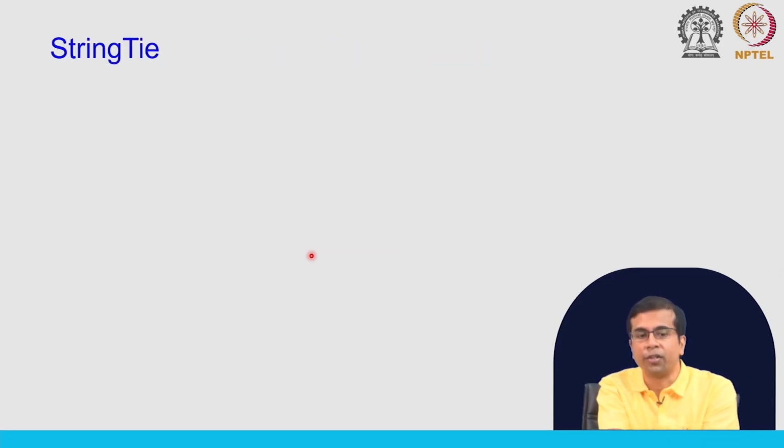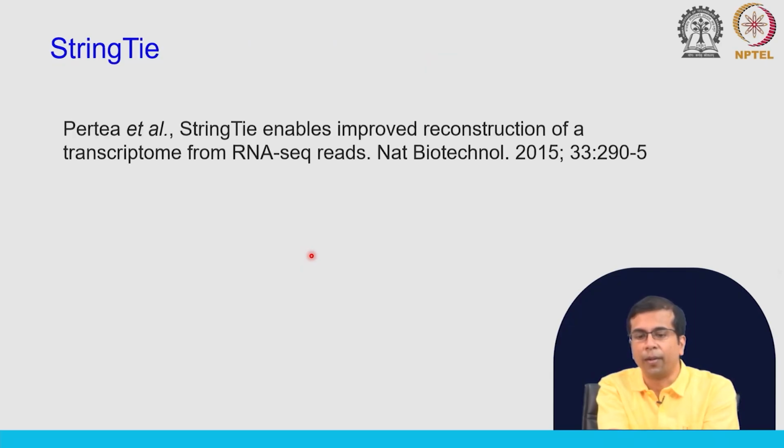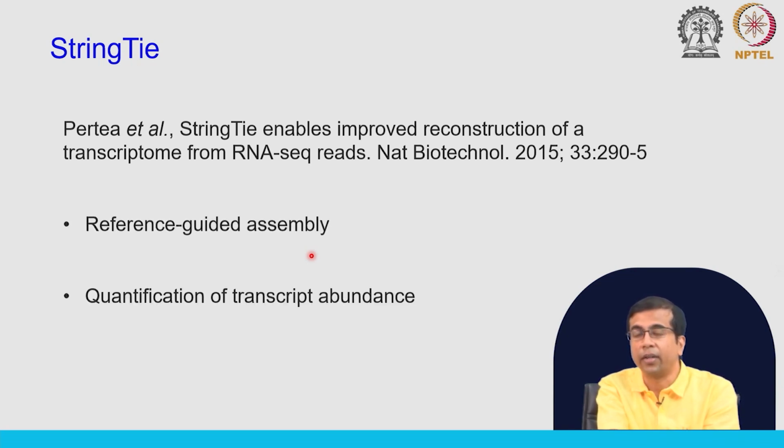Okay. So, one such tool is StringTie. This also helps improve reconstruction of the transcriptome. But compared to the previous ones, this is a tool that does assembly based on a reference. So, you get reference guided assembly. You have to have the reference genome present, and in addition to the assembly of the transcripts, this tool can also quantify the abundance of transcripts that are present in the cell.